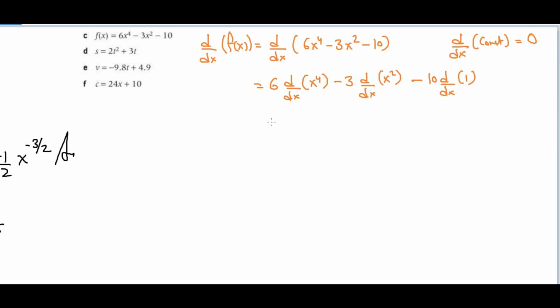It's up to you. We get 6 times 4 times x to the power 4 minus 1 negative 3 times 2 times x to the power 2 minus 1, and this is 0. 10 times 0, because constant term has a differentiation of 0. So let's do this multiplication. 6 times 4 is 24, x to the power 3 negative 3 times 2 is 6 x to the power 1, and this is 0. So we got our answer this much.